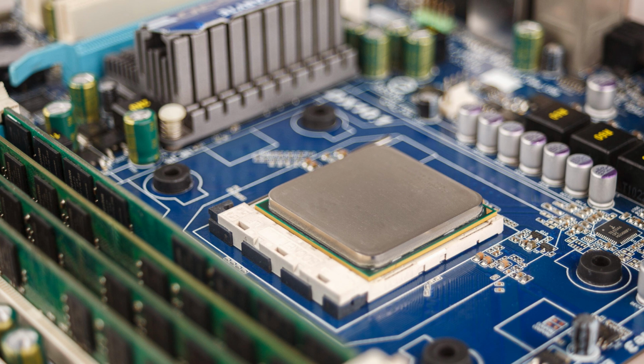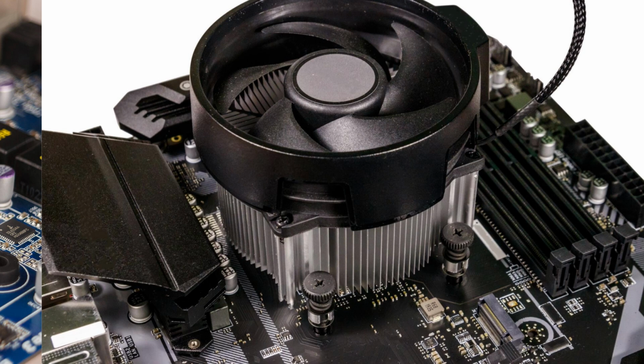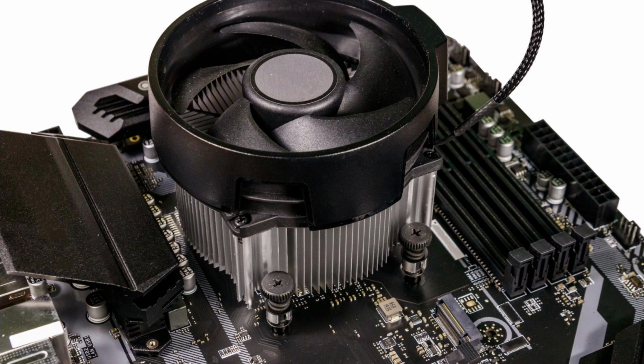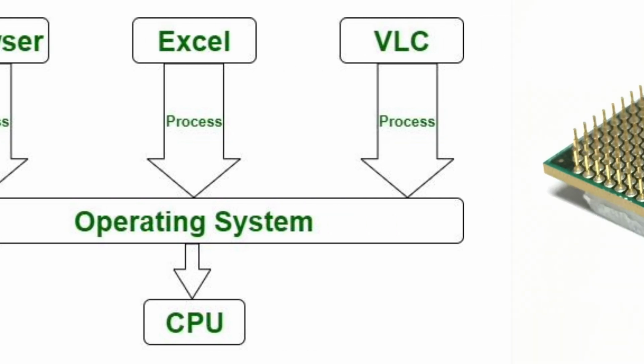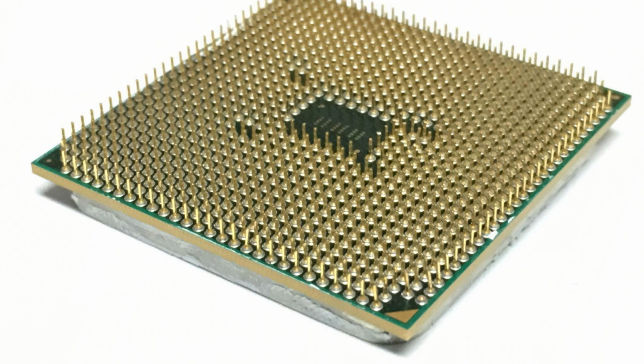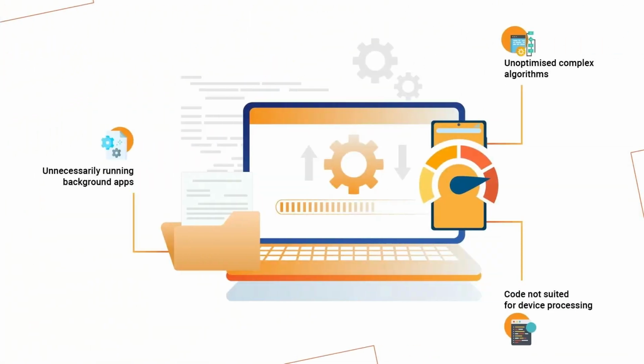CPU stands for Central Processing Unit. It is one of the most important components of a computer because it performs all calculations and executes instructions. In simple words, the CPU is responsible for doing all the work inside your system. Whenever you open an application, play a video, browse the internet, or type something, the CPU is constantly processing instructions in the background. Now let's understand how the CPU actually works.